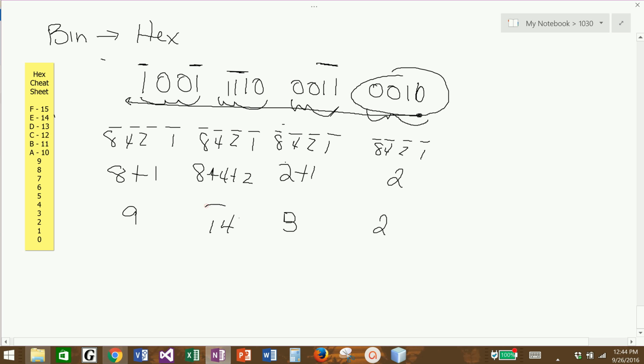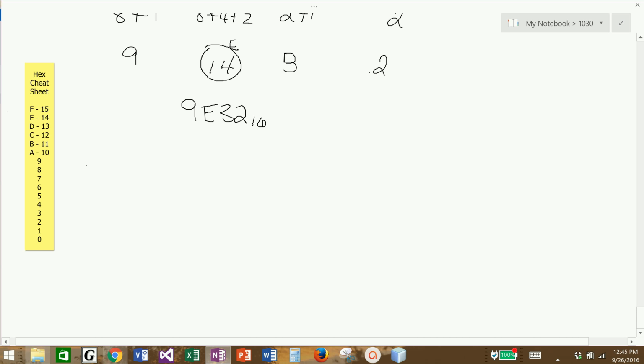But we know that 14 is not a binary value. It is actually a hexadecimal E. And so this is going to convert into a 9, E, 3, 2 in hexadecimal. We are going to do one more.